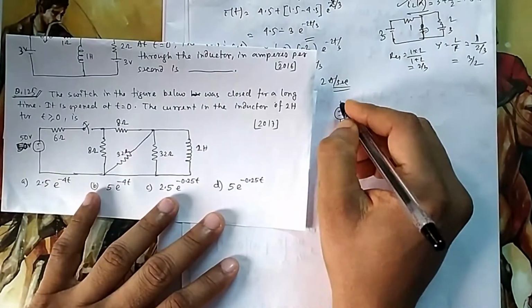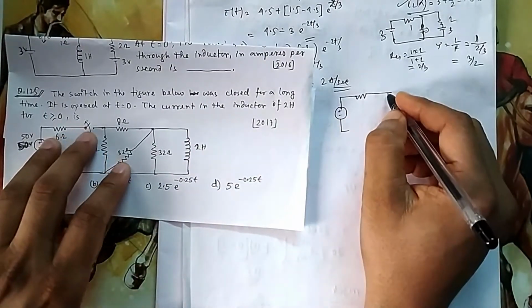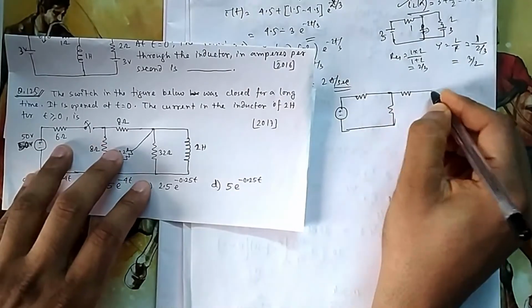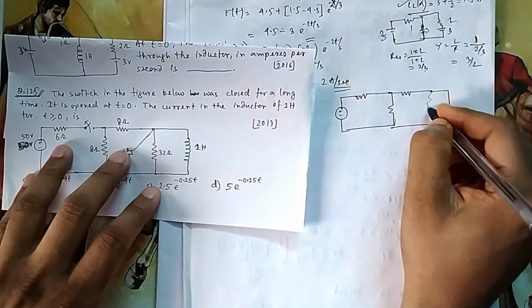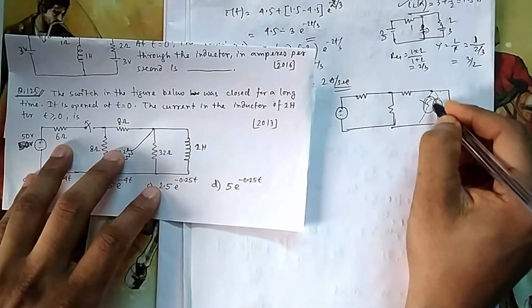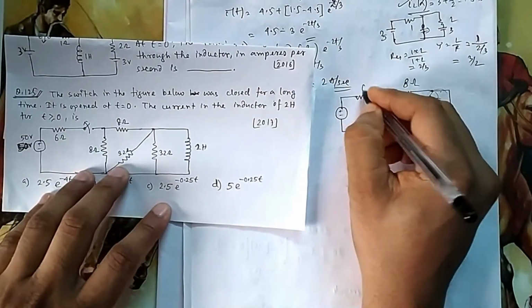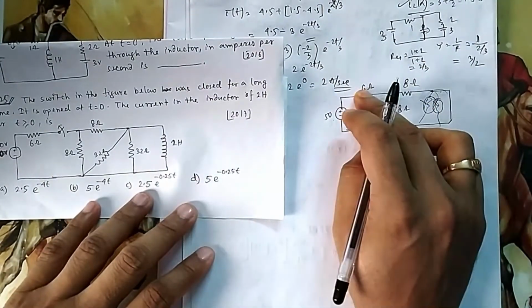At infinity I am drawing, that is at 0 minus I am drawing. What before the switch was opened, it was closed. So this was your resistance, this was your another resistance, then it had a short circuit path, and it had two resistances here and one resistance here, but no current will flow through this because it is a short path. So it will flow all through it. So what will be the current here? 8 and 8 parallel is 4 plus 6 is 10.